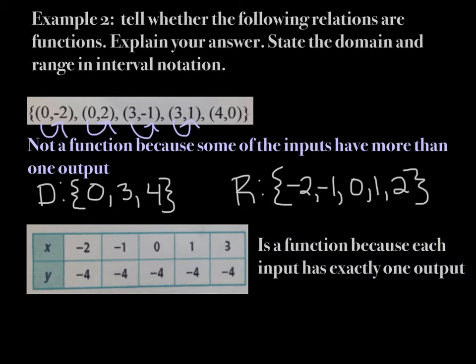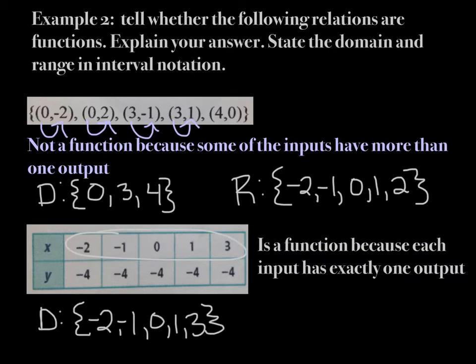All right, for the second one here, the one in the table, the domain for this is just going to be these x values right here in the chart, so we'll write that down. And then the range, the only y value, the only output that we have is -4. So our range is only -4. And that is it.